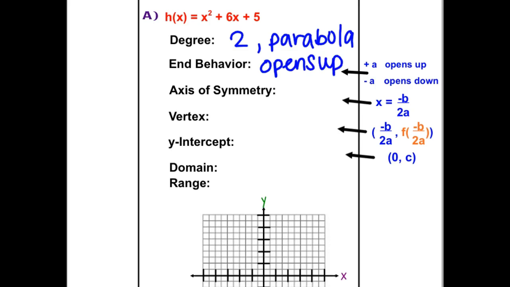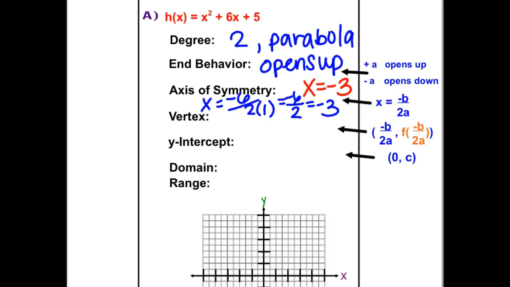And then we need to find our axis of symmetry. So we're opposite of b, so we would have 6. But it's opposite, so we make it negative. And then we would have over 2 times 1. 2 times 1 is 2. Negative 6 divided by 2 is negative 3. So we would write our answer as x equals negative 3.